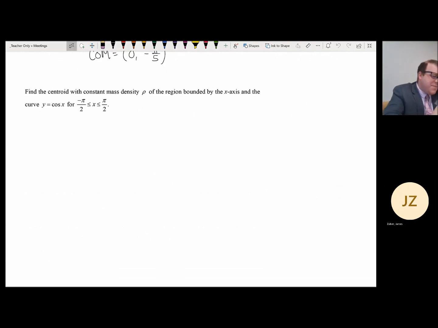Find the centroid with constant mass density rho of the region bounded by the x-axis and the curve y equals cosine of x for negative pi over 2 less than or equal to x less than or equal to pi over 2. Negative pi over 2 to positive pi over 2. Is cosine above or below the x-axis? It's above.